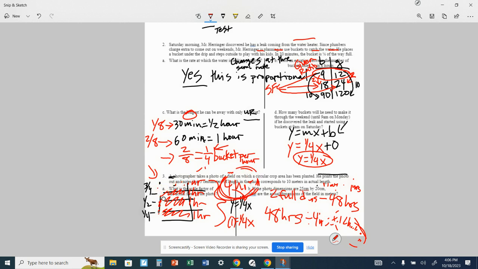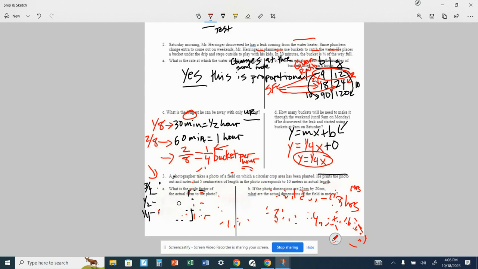Last one here says, a photographer takes a photo of a field on which a circular crop area has been planted. He prints the photo out and notices that 5 centimeters of length in the photo corresponds to 10 meters in actual length. So part A says, what is the scale factor of the actual farm to the photo?